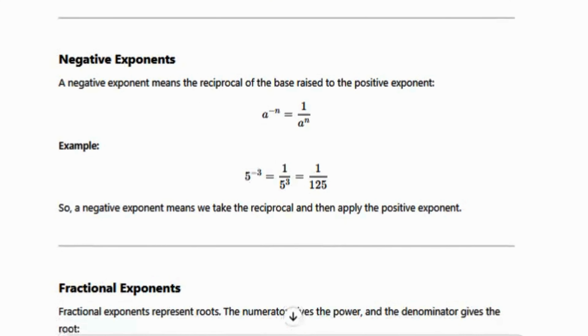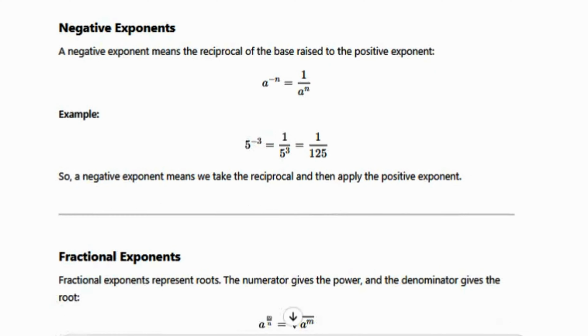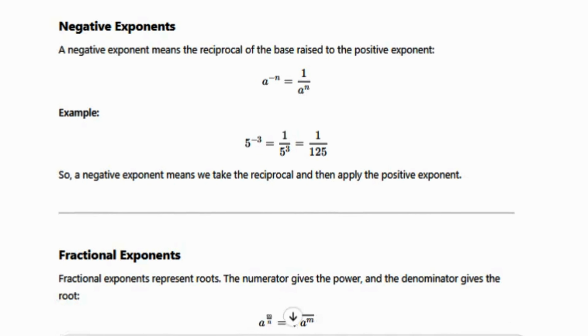Let's now discuss negative exponents. When the exponent is negative, it means we take the reciprocal of the base raised to the positive exponent. For example, 5^-3 equals 1 over 5^3, which equals 1/125. So 5^-3 equals 1/125.